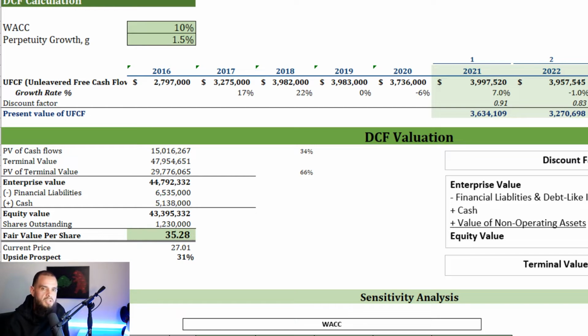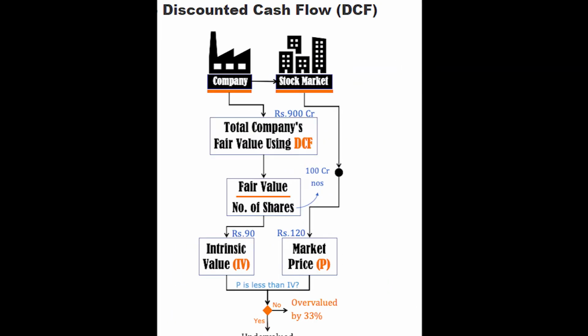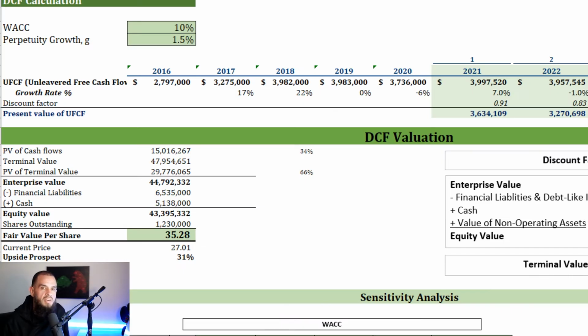So we mentioned that this is a free cash flow DCF. So what is a DCF? It stands for discounted cash flow. And it's a valuation method, and it's based off of expected future cash flow. And it gives the company an intrinsic value.